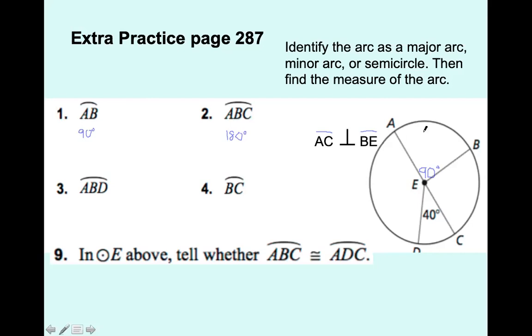Next, I have arc ABD. So I start at A, go through B, end up at D. Well, we already know arc ABC is 180. To go all the way to D, I'm going another 40 degrees. So ABD must be 180 plus 40, which would make arc ABD equal to 220 degrees.